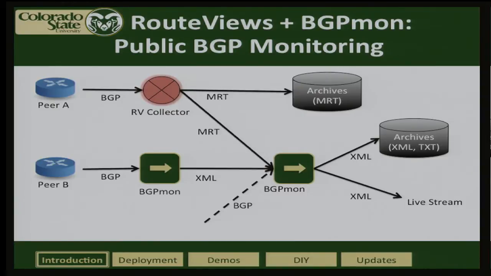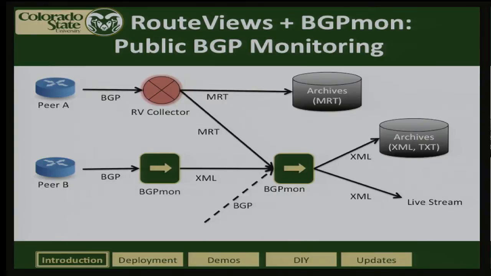We collaborated with RouteViews so that at the same time that they're archiving their data, they forward that MRT stream to a BGPmon collector. The BGPmon collector consumes the MRT and transfers it into XML. We then archive the XML, as well as transform the XML into a textual format based on the output that you would get from a BGP dump-m run. And we also make the XML available through a live stream.